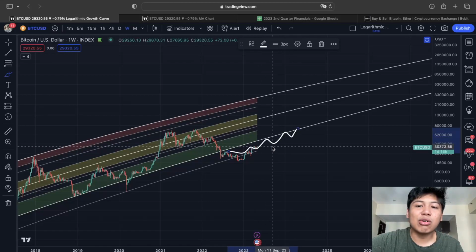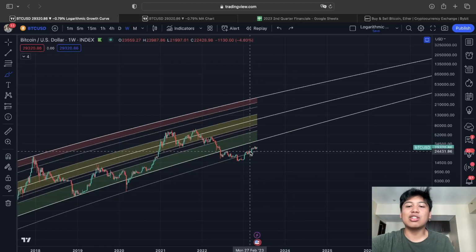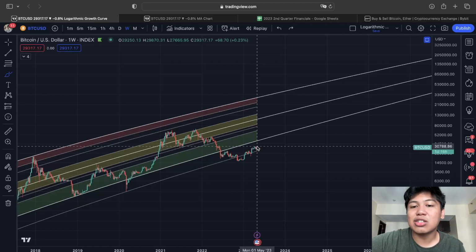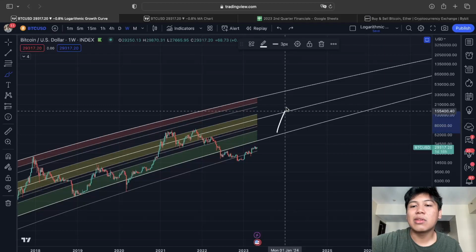And in this case, if you're going to wait this one out for a very long consolidation, we might actually see this consolidation end by the end of this year. So more likely around 2024 is when the big uptrend comes.